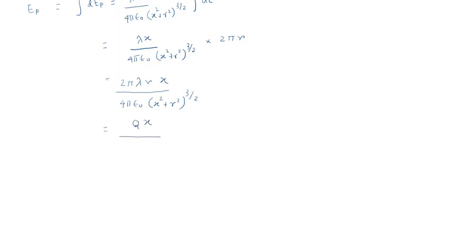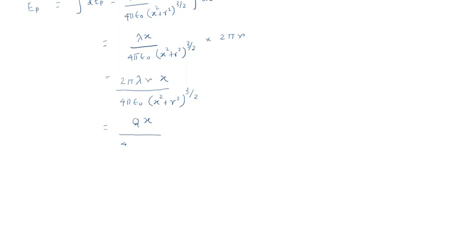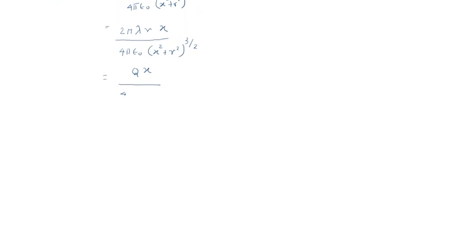by 4 pi epsilon naught, x square plus r square whole to the power 3 by 2. This is the required expression for the electric field.